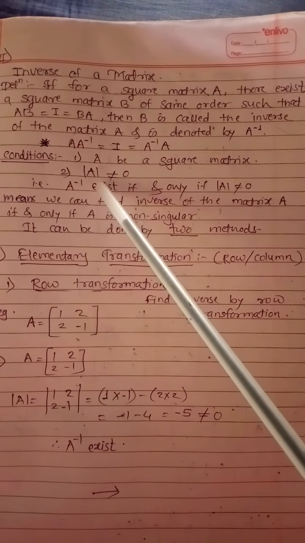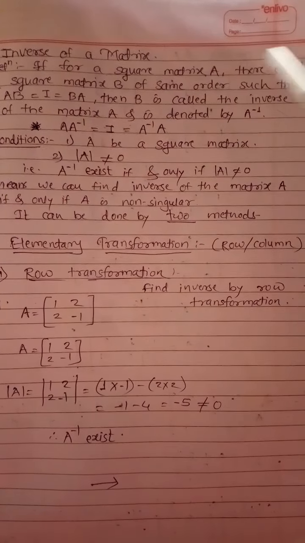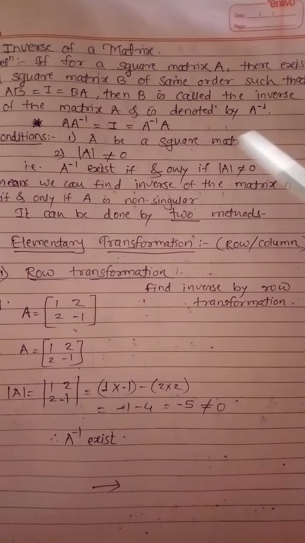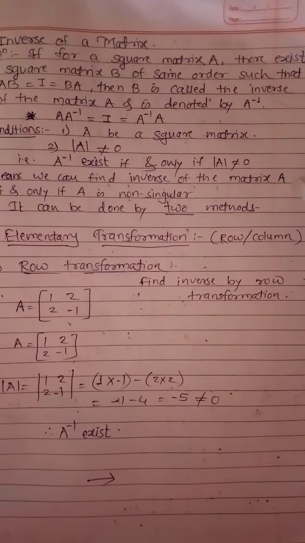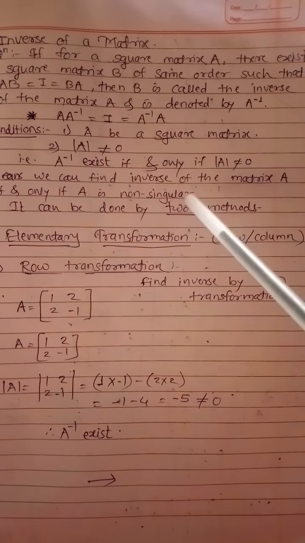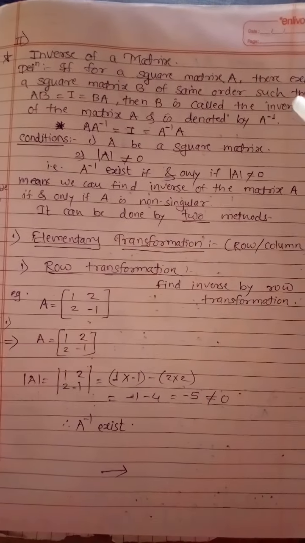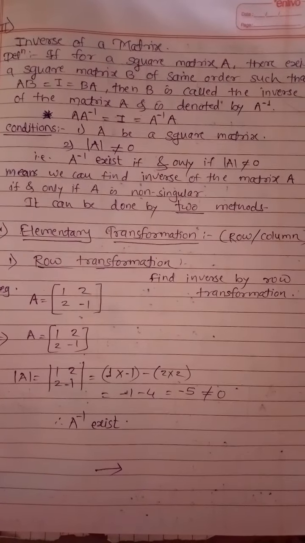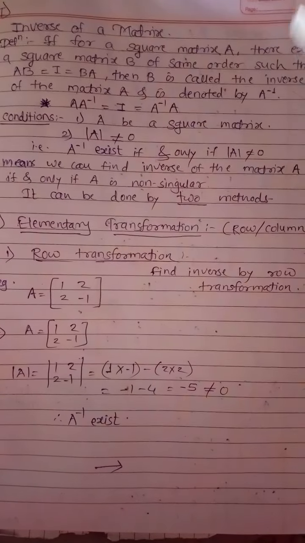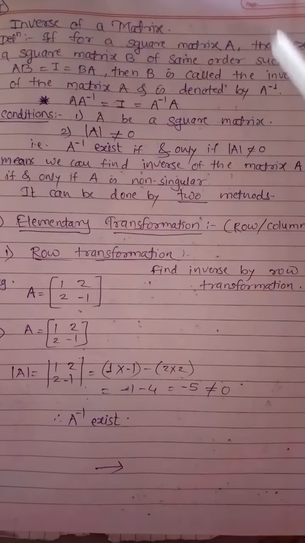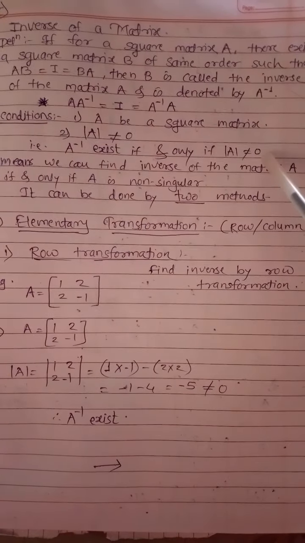Next one, the determinant of A should not be 0. A inverse exists if and only if the determinant of A is not equal to 0, which means we can find the inverse of matrix A only if A is non-singular. Non-singular means the answer of the determinant of A should not be 0. The matrix A is invertible, meaning we can find the inverse, if and only if the determinant of A is not equal to 0.